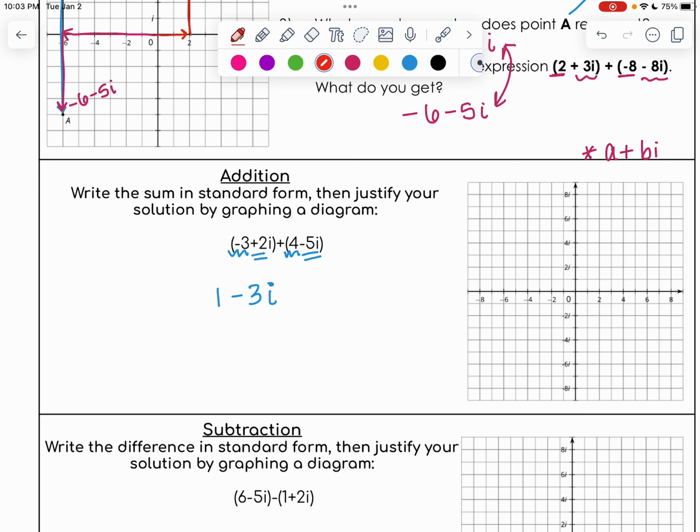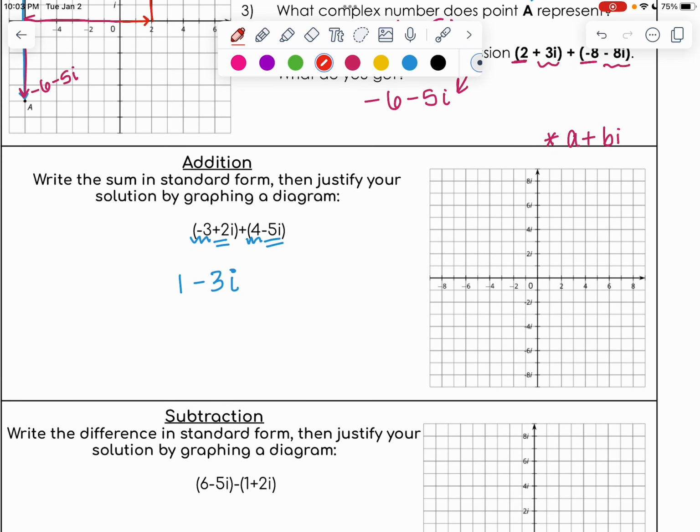Now let's go ahead and represent this on the diagram. So we're going to start with the negative 3 plus 2i first. I'm going to go with negative 3 on the real axis and then plus 2i on the imaginary. And that gets us to this point right here. That's the first complex number.